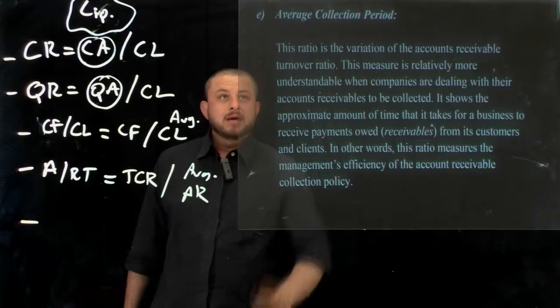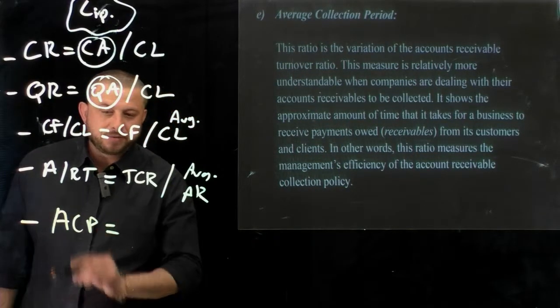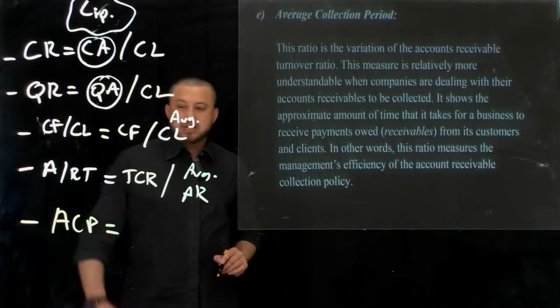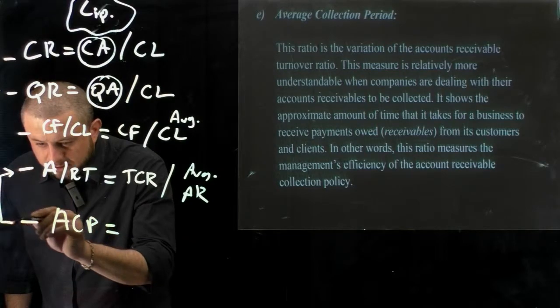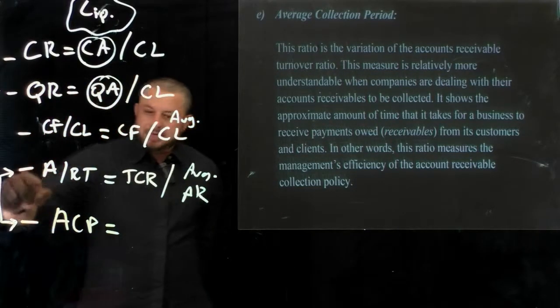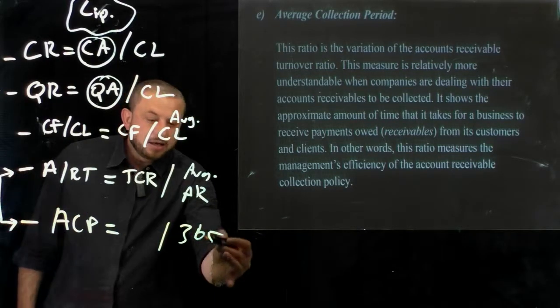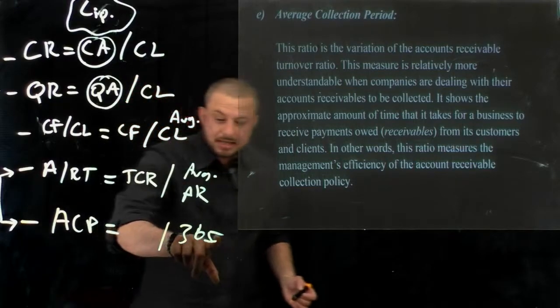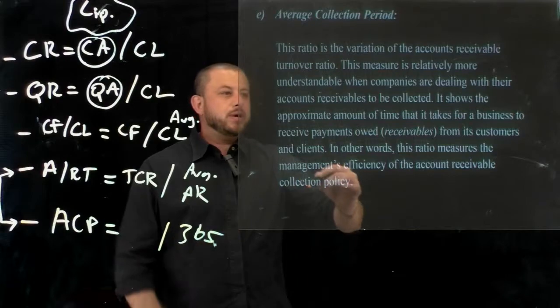Okay, guys? Average collection period, ACP, is another very important liquidity ratio. ART and ACP, they go hand in hand because they are very related to each other due to their nature. So this ratio is the variation of accounts receivable. I will tell you what it is right now.